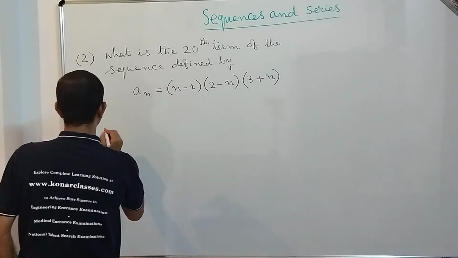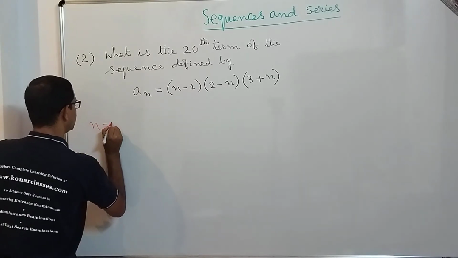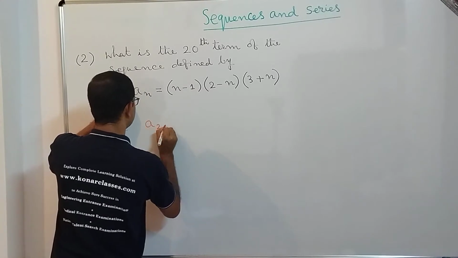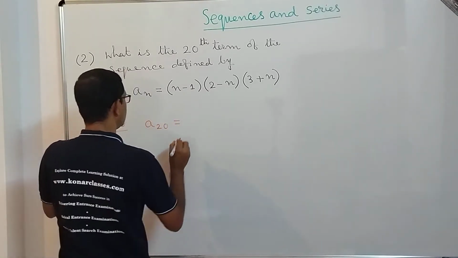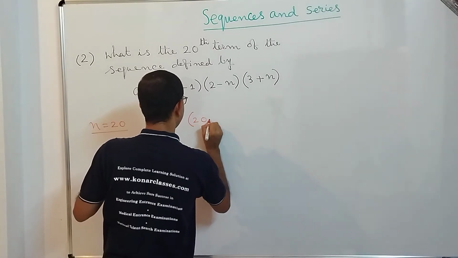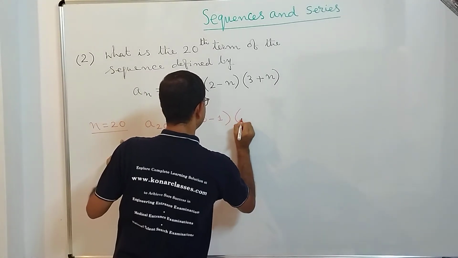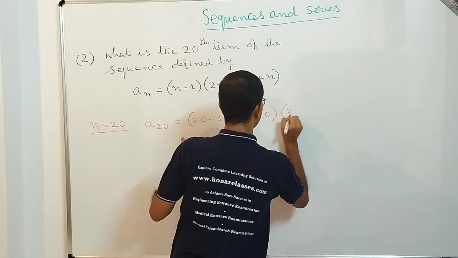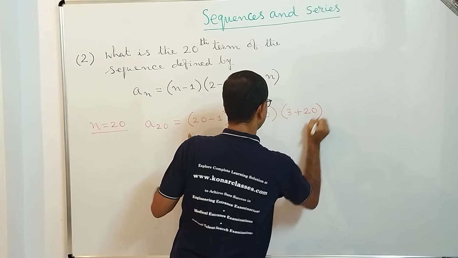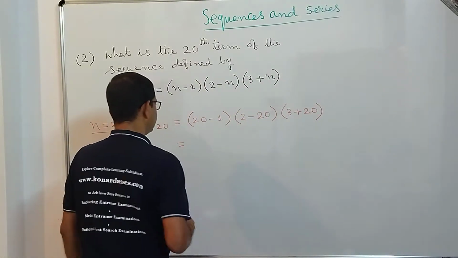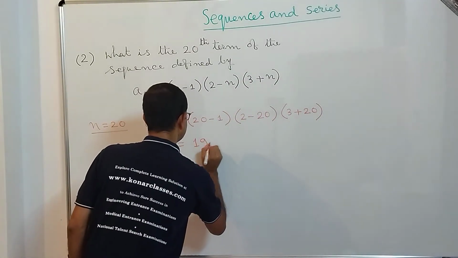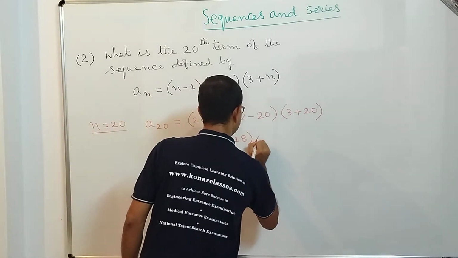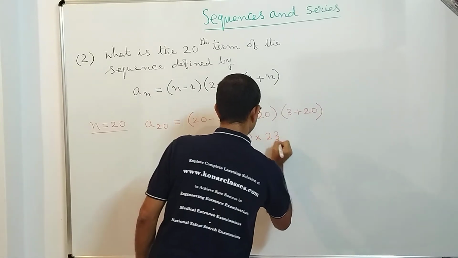Okay, so that means what? We need to apply n equal to 20. If we apply n equal to 20, we get the 20th term, A20. That is equal to what, dear students? That is (20 minus 1), then (2 minus 20), and then we write (3 plus 20). So 20 minus 1 is 19, into 2 minus 20, that is minus 18, into 3 plus 20 is 23.